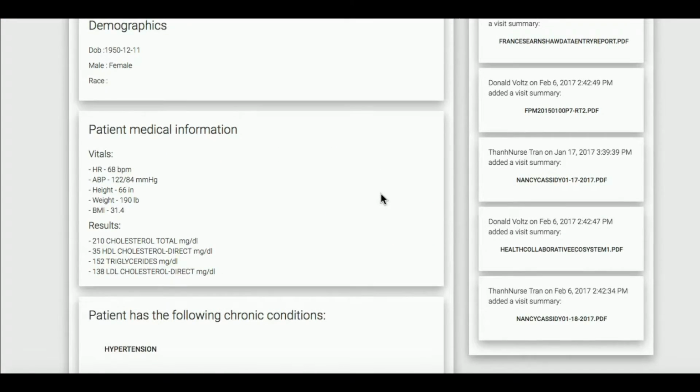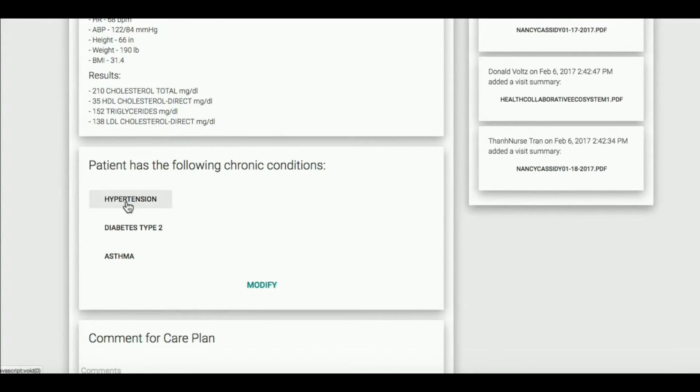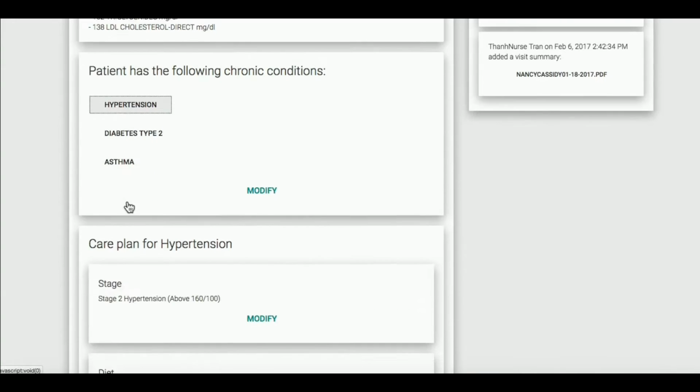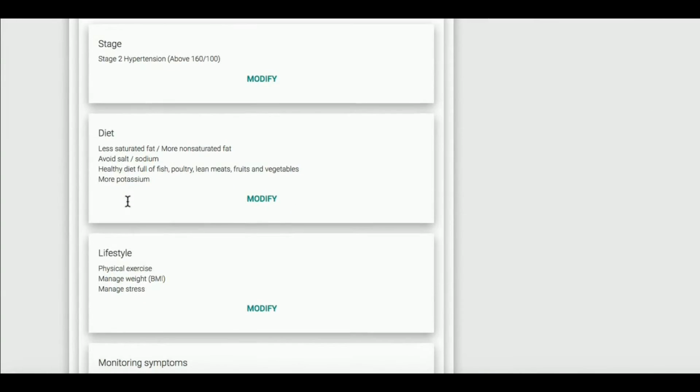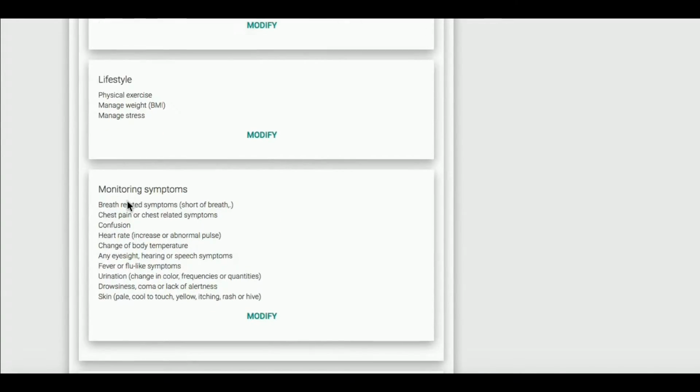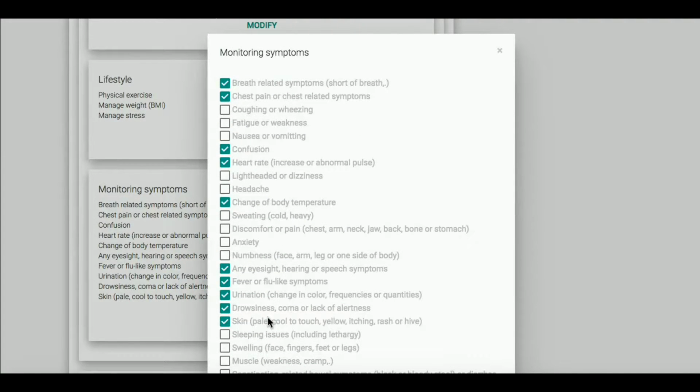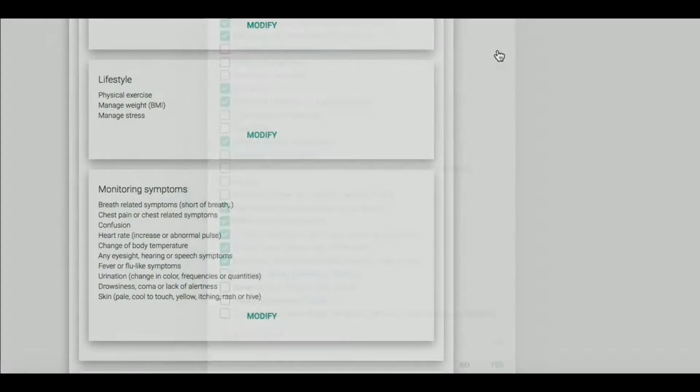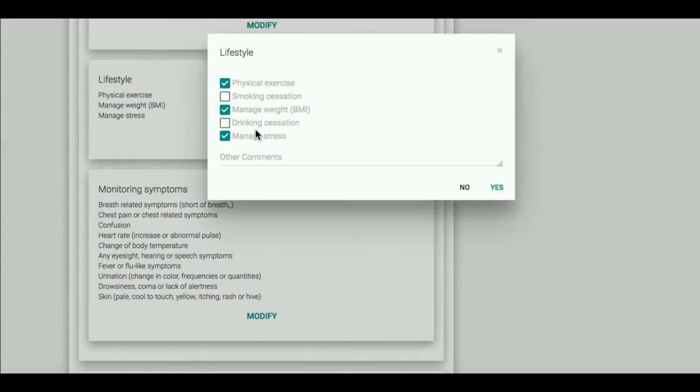Nancy Cassidy has 3 chronic conditions: hypertension, diabetes, and asthma. For each of the chronic conditions, the CCM care plan documents the stage of the condition, behavioral recommendations such as lifestyle and diet for treatment, and symptoms to be monitored by care staff to anticipate patient medical condition change.